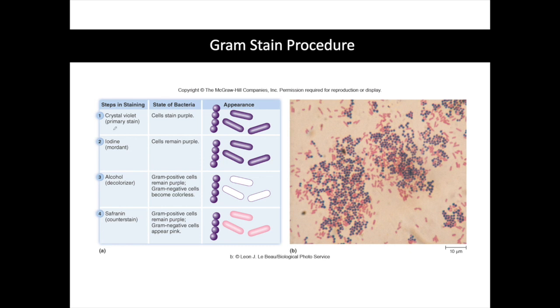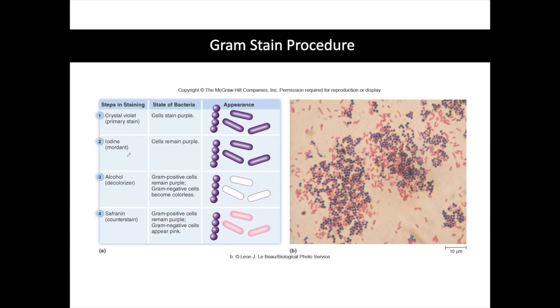So crystal violet is our primary stain. It's the first thing that we do. We prepare our slide, we mix the bacteria with a little water, put it on a slide, smear it around, let it air dry, and then heat fix. After it's nice and dry, we flood the slide with crystal violet, let it sit for a minute or two.